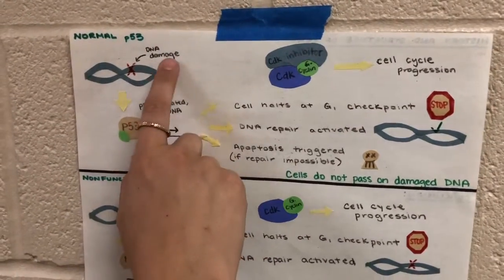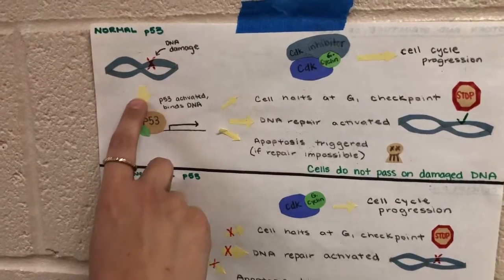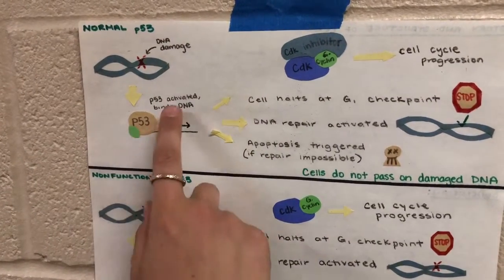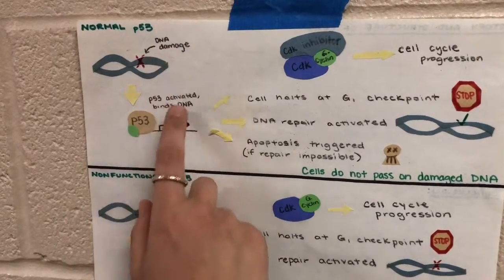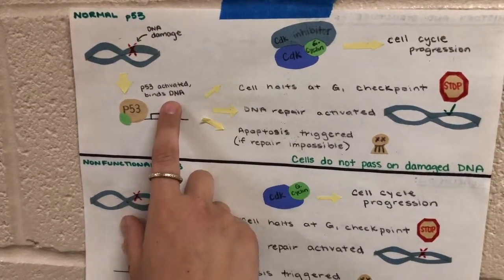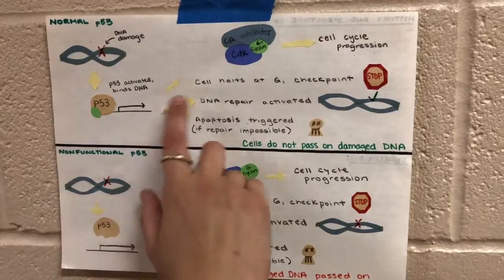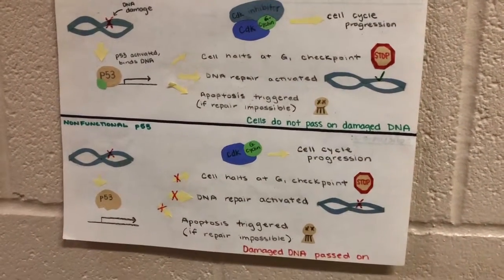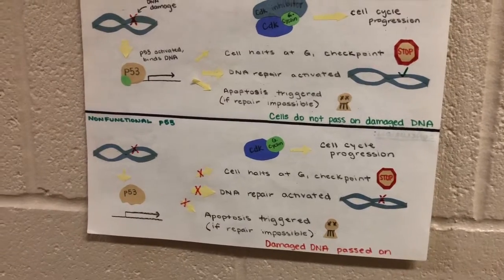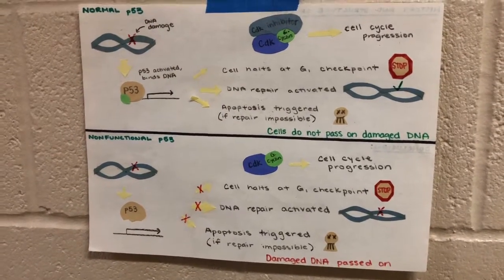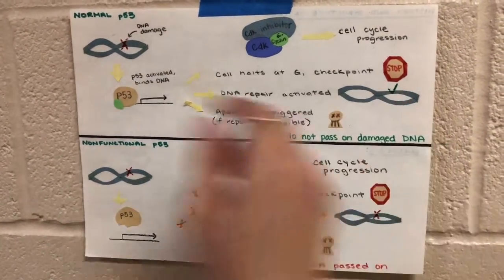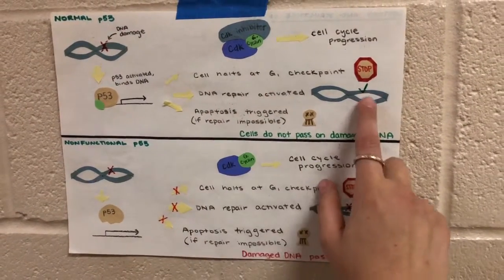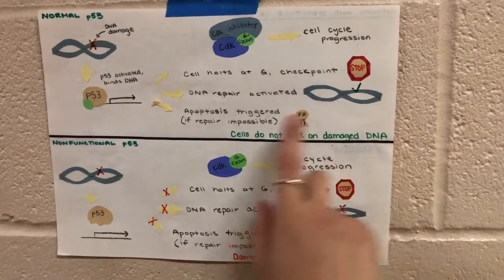This is a normal p53 gene that functions properly. So there's DNA damage right there. And so this is the p53 gene and this is the enzyme. Since the DNA is damaged, the p53 is activated and binds to the DNA. And the cell halts at the G1 checkpoint, which checks for damage to DNA or any external factors. And so then the DNA will repair itself. See those little check marks, it means it's repaired.